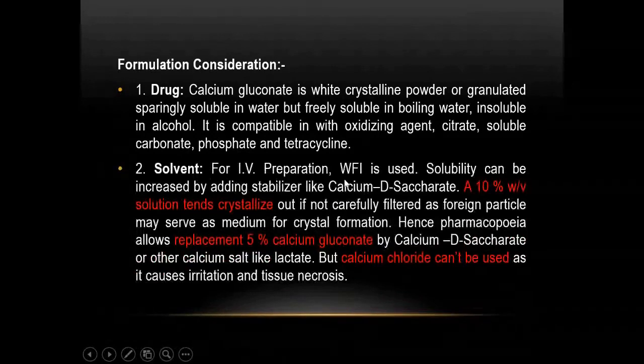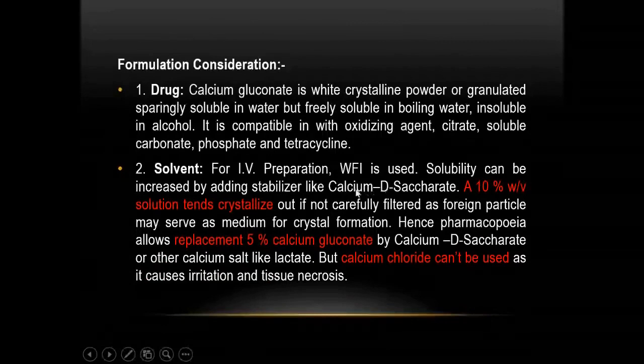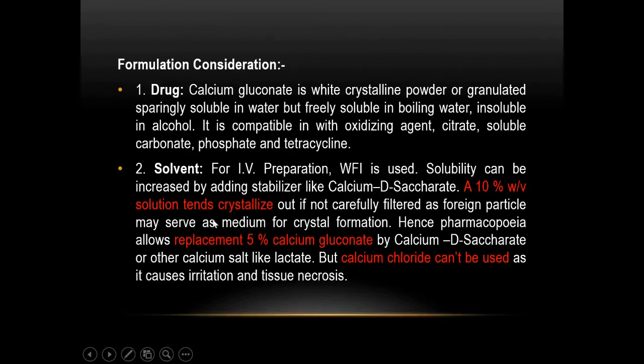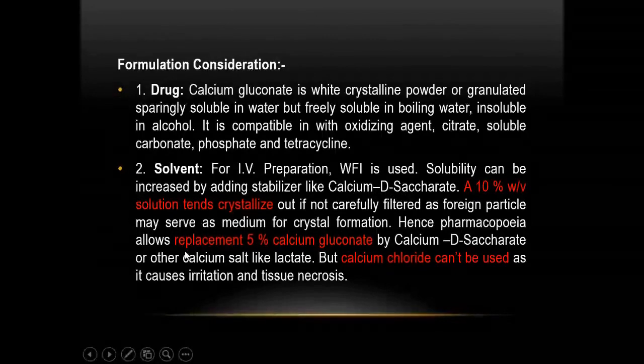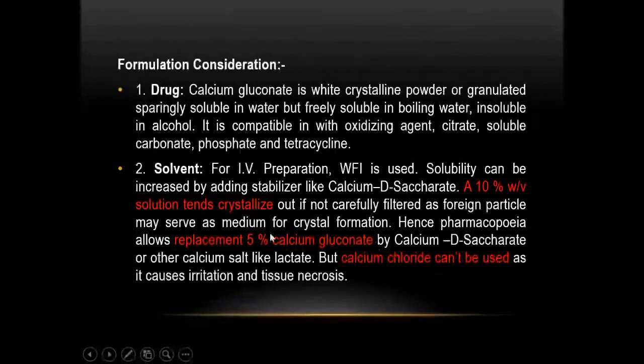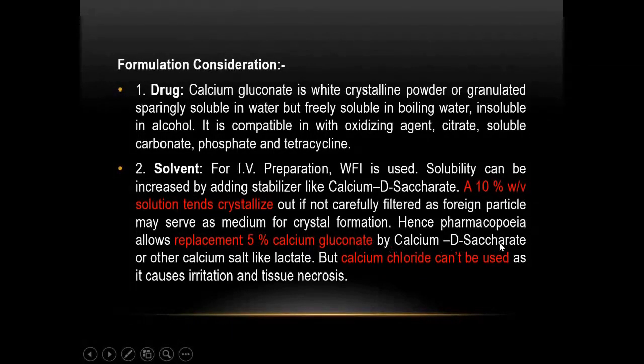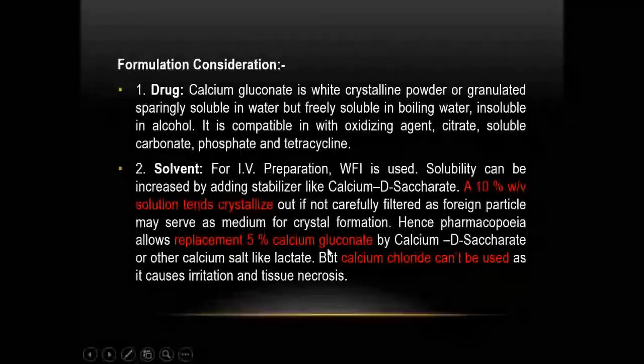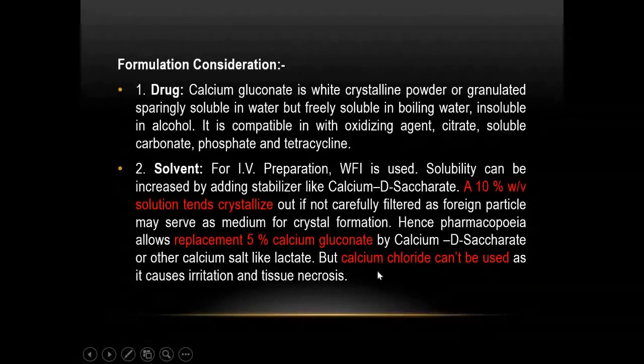Solvent. Generally, for all parenteral preparations, water for injection is widely used as the solvent. Solubility can be increased by adding a stabilizer, that is calcium disaccharide. A 10% weight by volume solution tends to crystallize, and to avoid this crystallization, the solution is to replace 5% of the calcium gluconate by calcium disaccharide. But calcium chloride cannot be used.